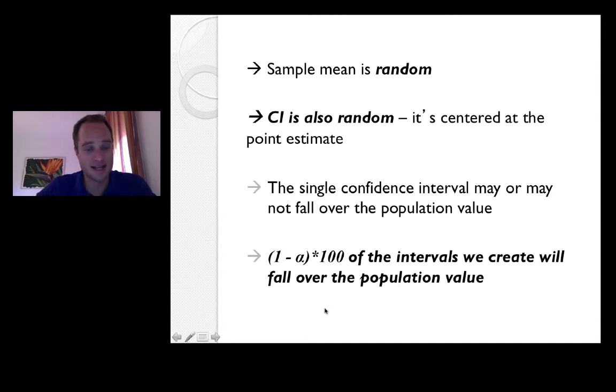But we do know, this last part in bold, that whatever level of confidence we are, for instance, 95% of the intervals we create will fall over that population value. So if I'm 90% confident, then 90% of all the intervals I could create will fall over the population value. If I'm 80% confident, then 80% of all the intervals we could create will fall over the population value. And so the higher the level of confidence, all else equal, the wider the interval will have to be, because, for instance, 99% of all possible intervals must contain the true value.